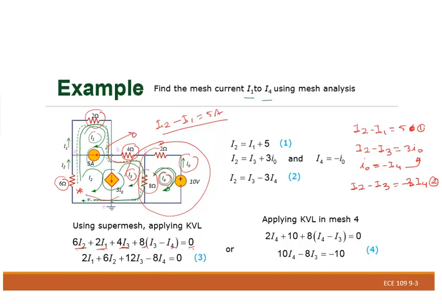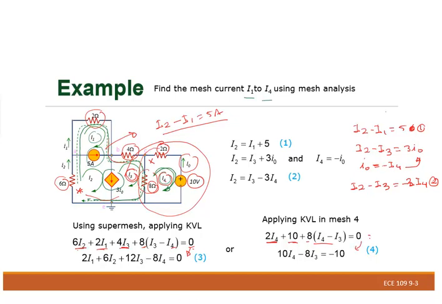So we can simplify this one as you can see like this here. This is the other mesh equation from mesh 4. So starting from maybe this point right there, you can say 2 times I4 plus 10 volts plus 8 times (I4 minus I3) will be equal. So you can simplify from this one here.